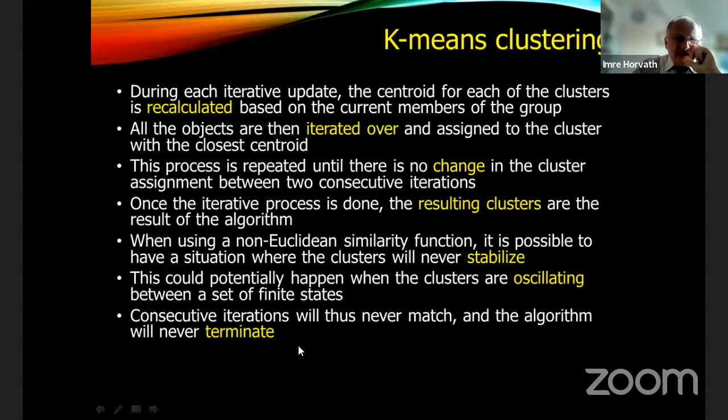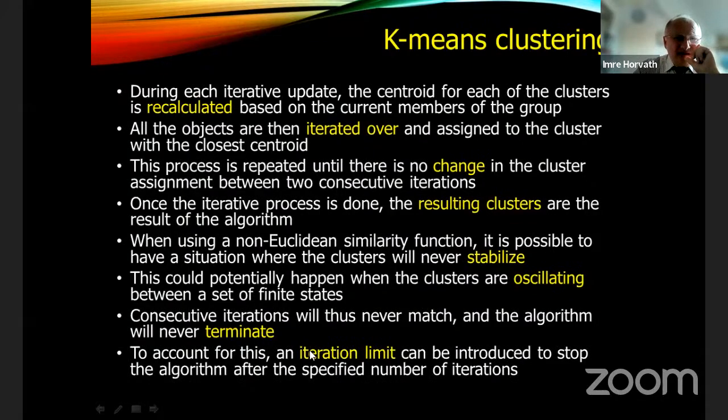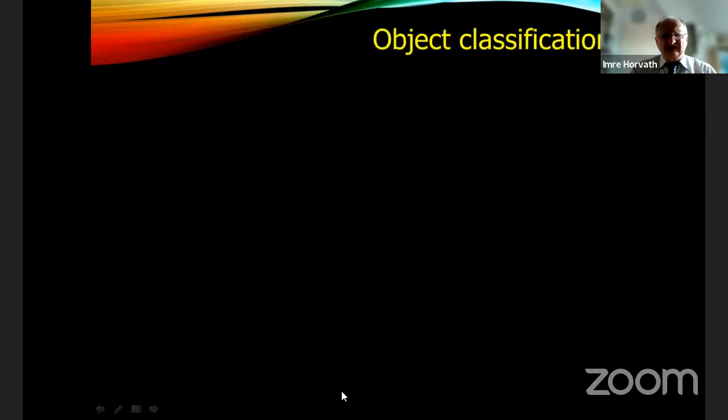Consecutive iterations will thus never match, and the algorithm will never terminate. To account for this, an iteration limit is typically introduced to stop the algorithm after the specified number of iterations has been done.